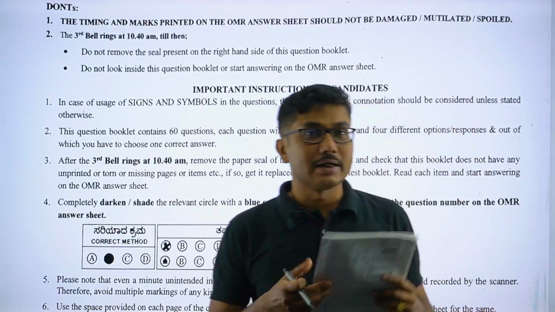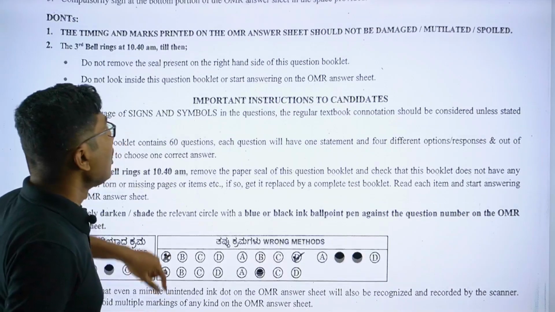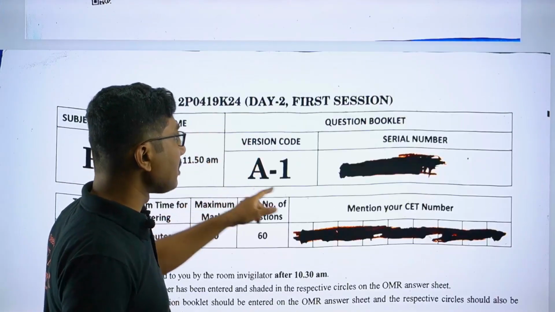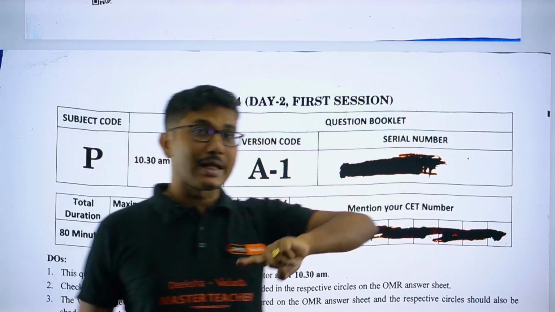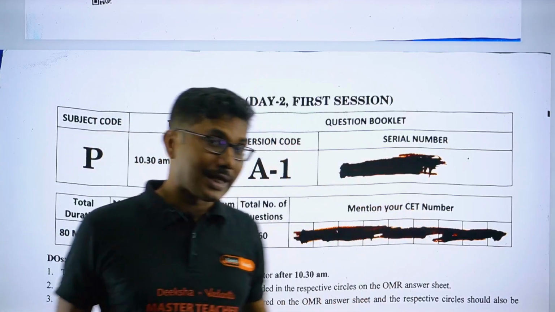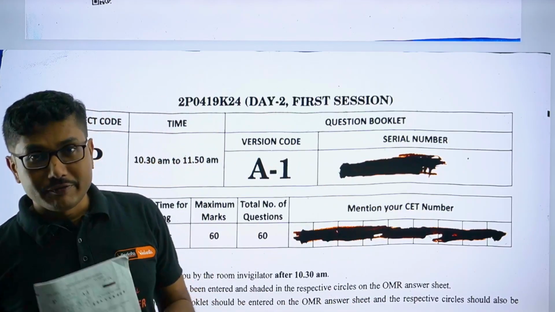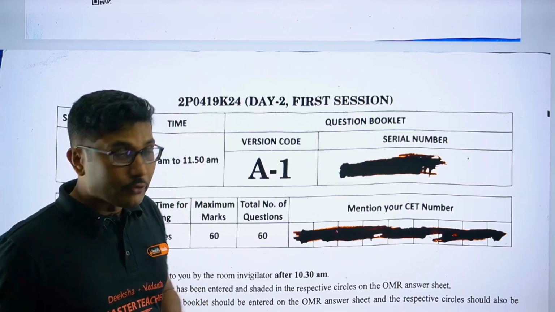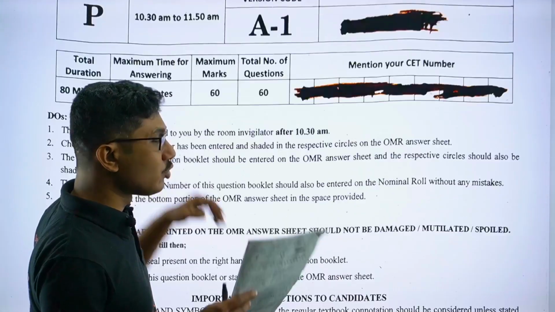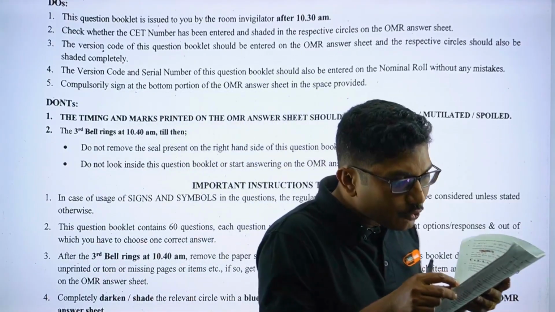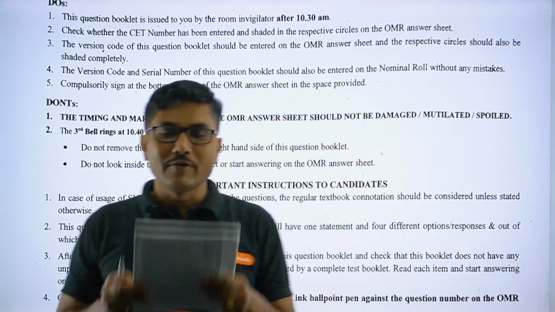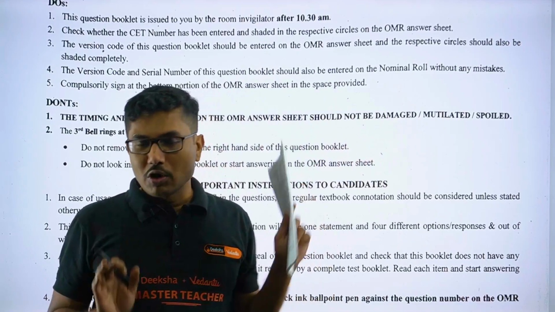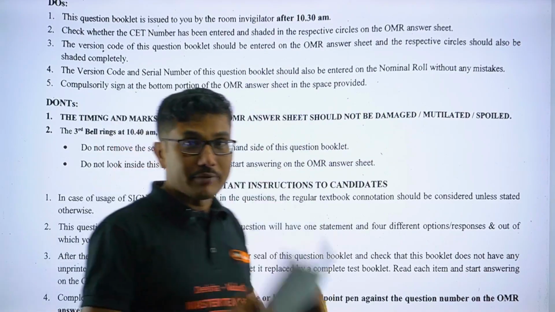You have to mark the version code of the question paper. There will be a version code and a serial number of the question paper. Everything you have to enter into the OMR sheet. That's why the question paper is provided beforehand, but you are not allowed to open it, or even look into the sheet from inside. You have to just keep the question paper along with you.